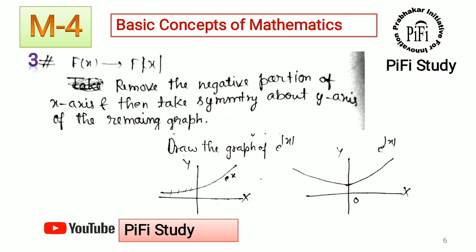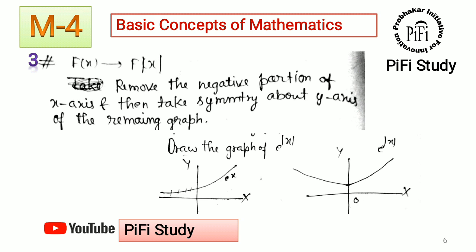So in this case, whenever you need to plot the graph of f(x) to f(mod x), remember to remove the negative portion of the x-axis, because mod never accepts the negative value, and then take the symmetry about the y-axis of the remaining graph. So if you want to plot the graph of e to the power mod x, then plot e to the power x first, then remove the negative portion of e to the power x, and put a mirror on the y-axis and draw the mirror image.